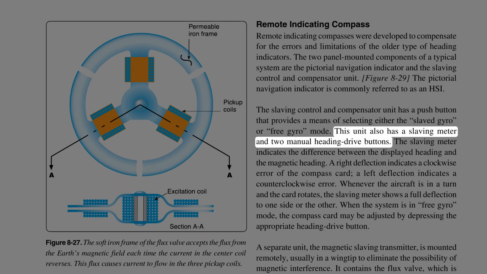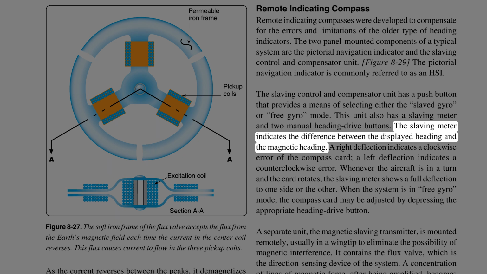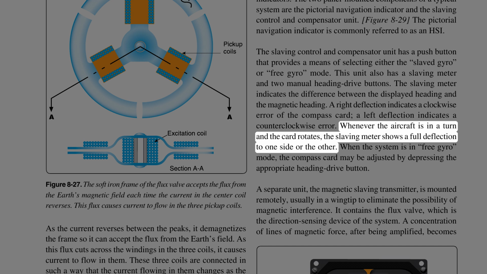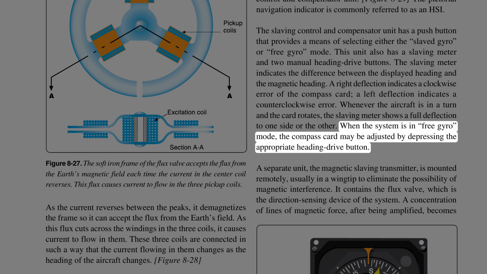This unit also has a slaving meter and two manual heading drive buttons. The slaving meter indicates the difference between the displayed heading and the magnetic heading. A right deflection indicates a clockwise error of the compass card. A left deflection indicates a counterclockwise error. Whenever the aircraft is in a turn and the card rotates, the slaving meter shows a full deflection to one side or the other. When the system is in free gyro mode, the compass card may be adjusted by depressing the appropriate heading drive button.